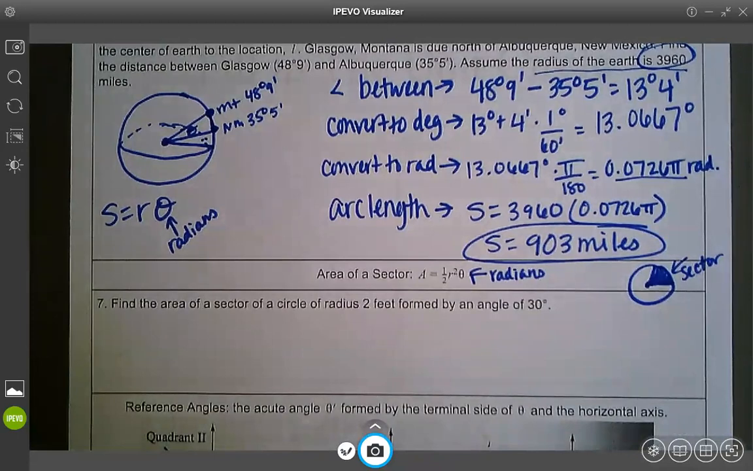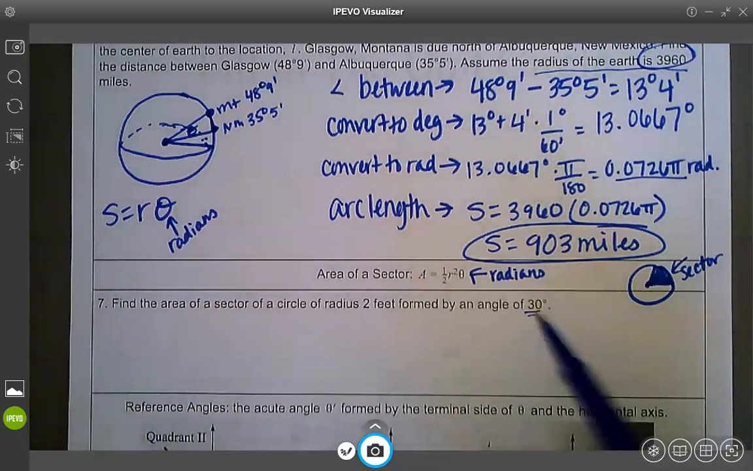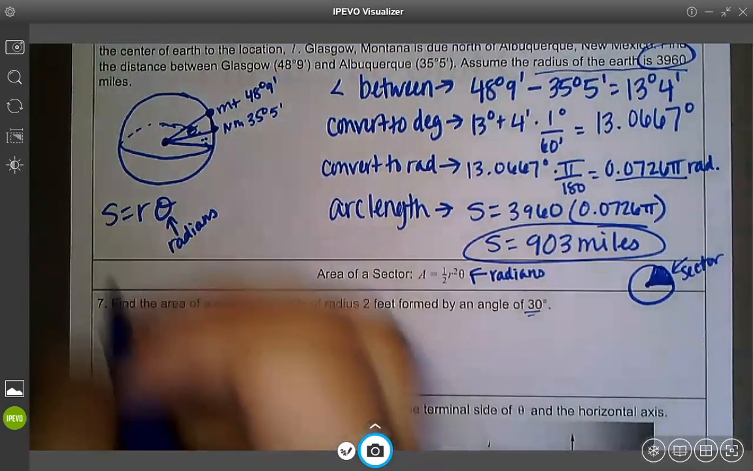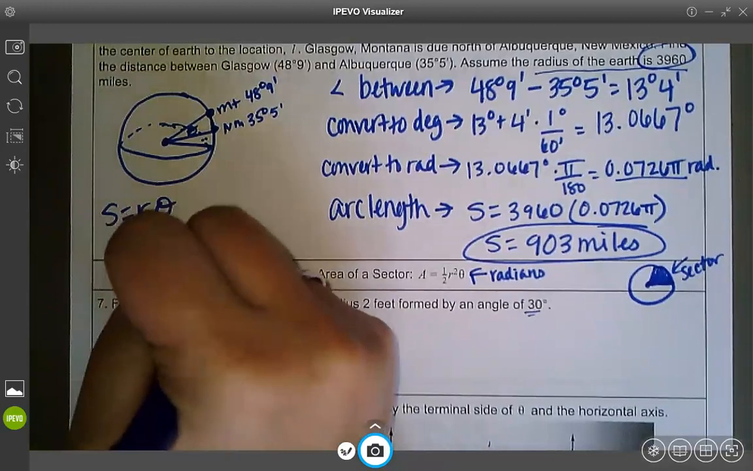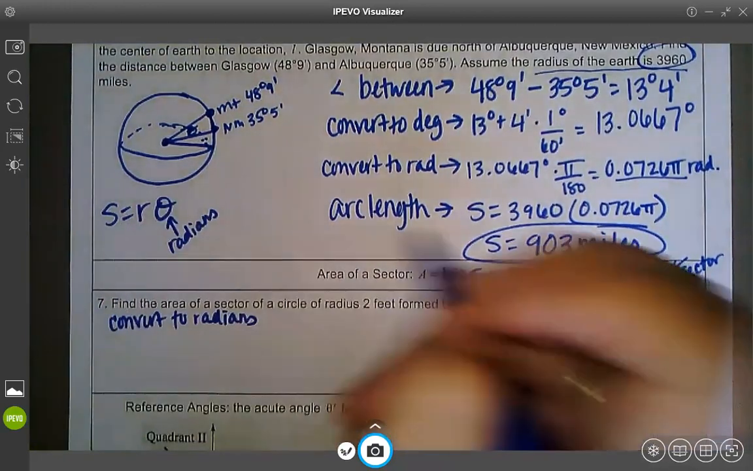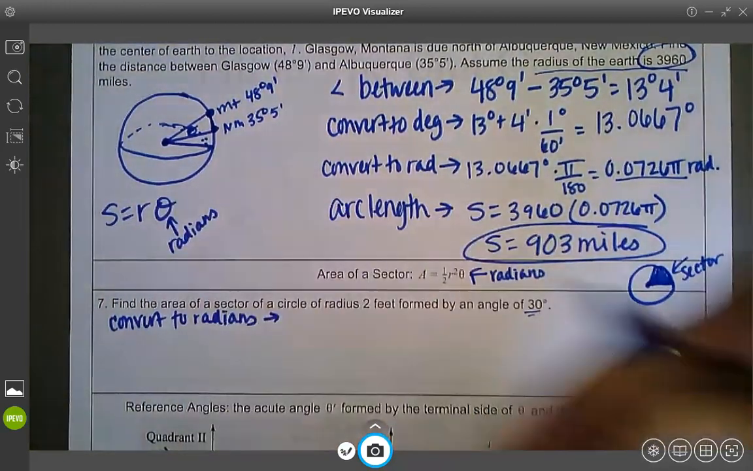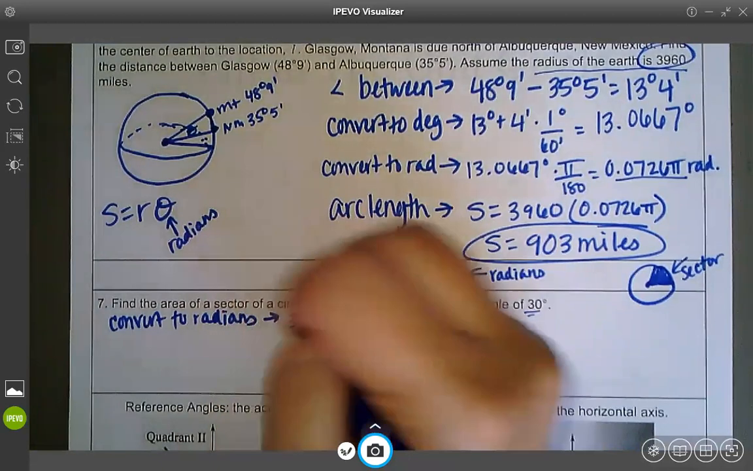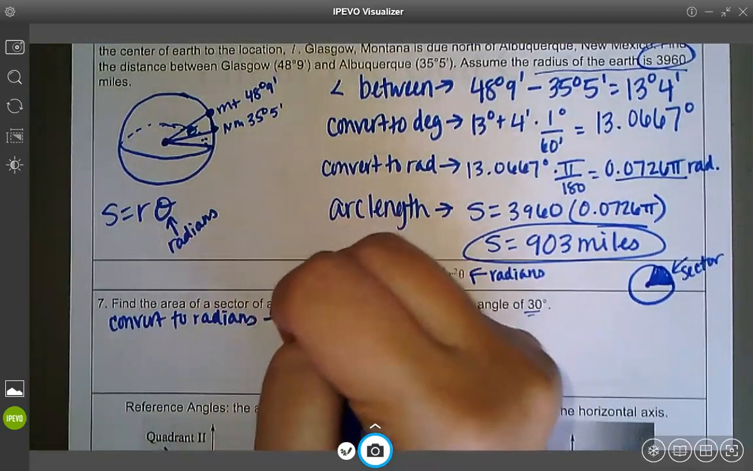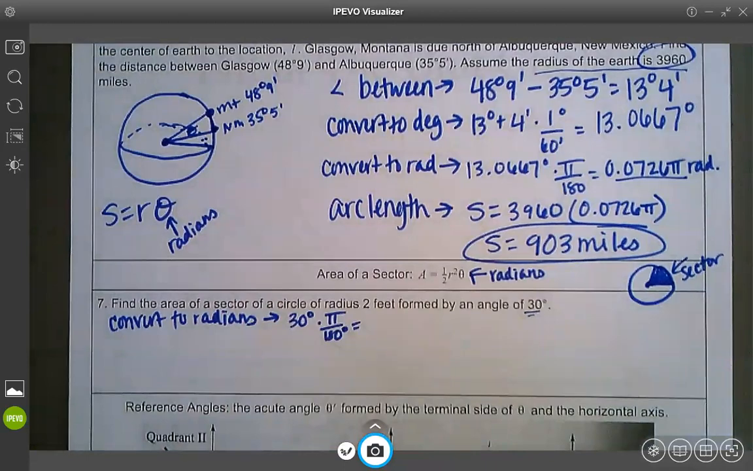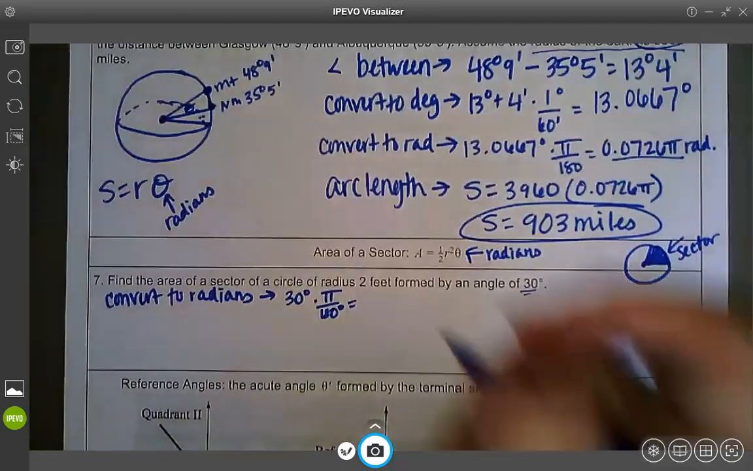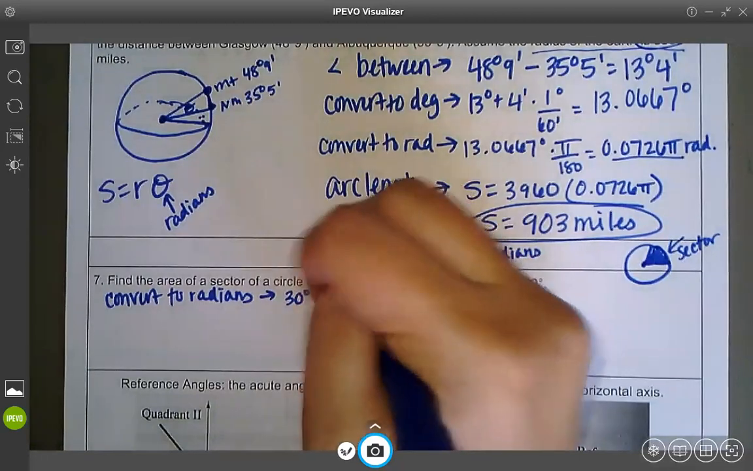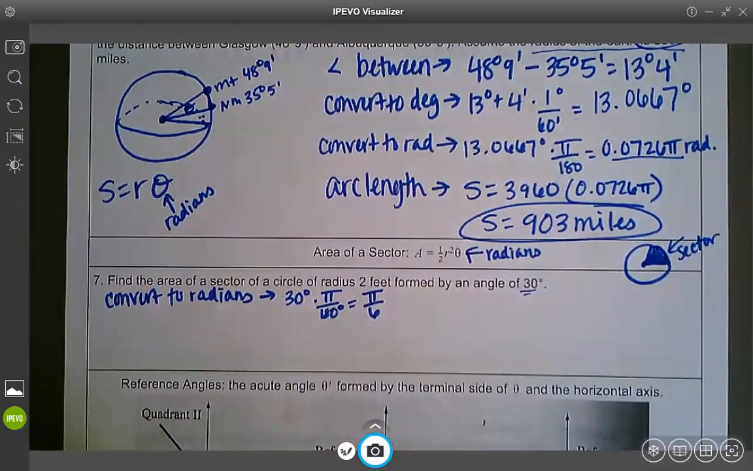So find the area of the sector of a circle with a radius of 2 feet formed by an angle of 30 degrees. So first I have to convert that to radians. I've got my 30 degrees and I'm going to multiply that by pi over 180, which when I plug into my calculator and make a fraction, I get 1 over 6. So I have pi over 6 radians.